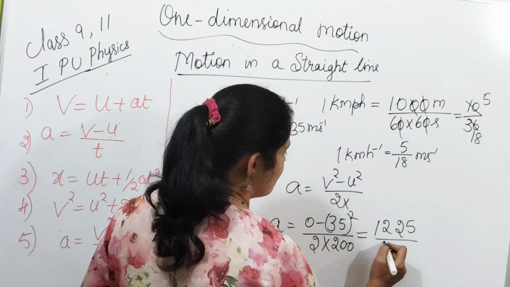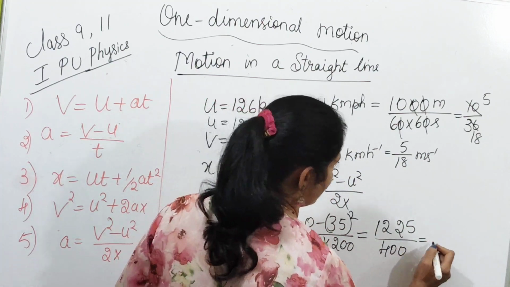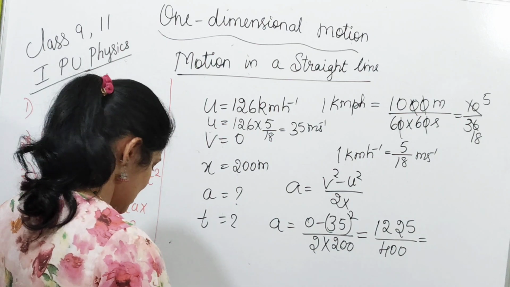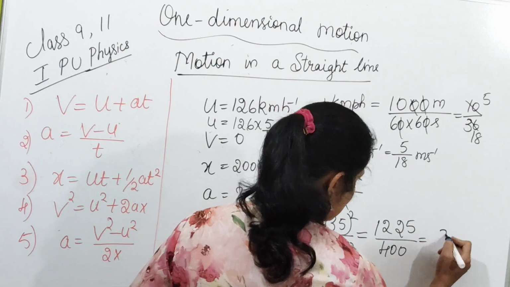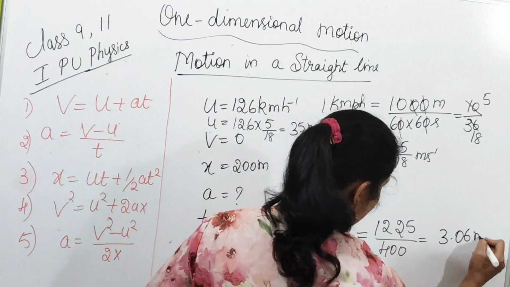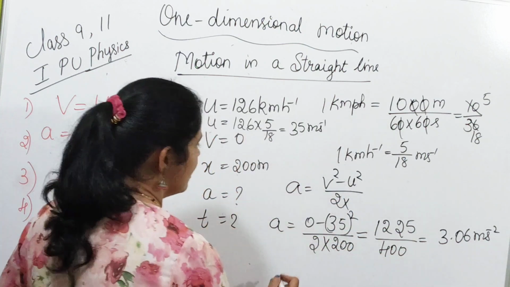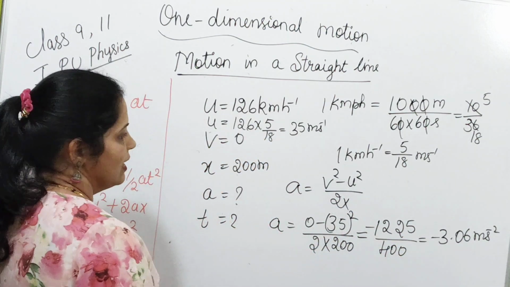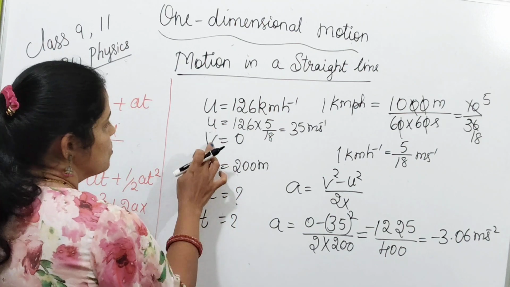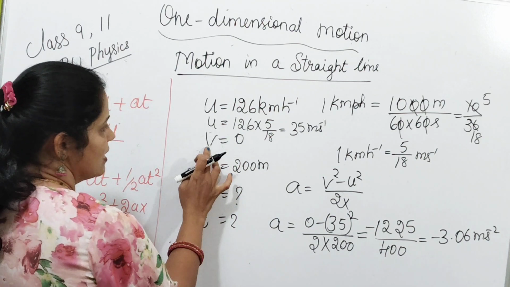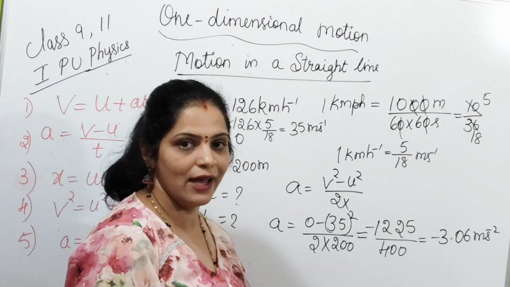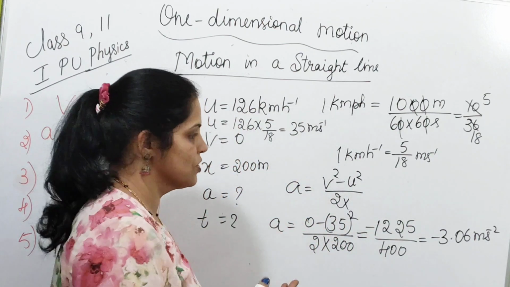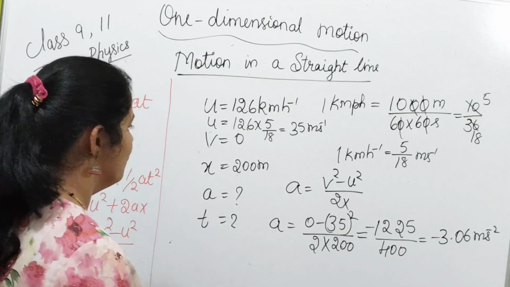Now into 400. 400 divided by 5, and you will get the answer as 3.06 meter per second square. And here there is a minus, so write minus. We are expecting negative because the velocity goes on decreasing. As velocity decreases, acceleration is called retardation or deceleration or negative acceleration. So we are expecting a minus value.